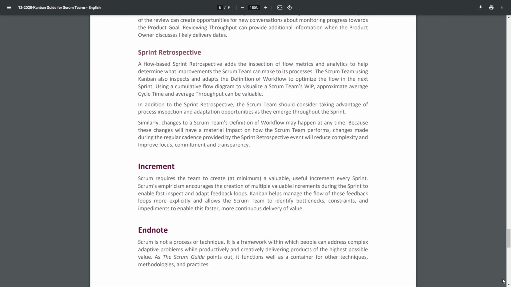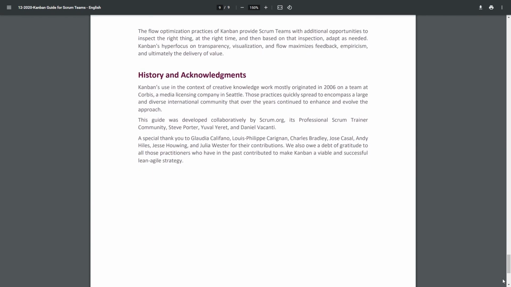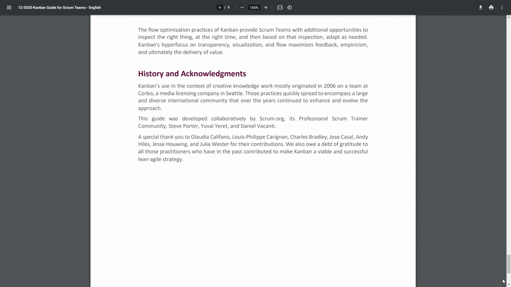Endnote. Scrum is not a process or technique. It is a framework within which people can address complex adaptive problems while productively and creatively delivering products of the highest possible value. As the Scrum Guide points out, it functions well as a container for other techniques, methodologies, and practices. The flow optimization practices of Kanban provide Scrum teams with additional opportunities to inspect the right thing at the right time, and then based on that inspection, adapt as needed.